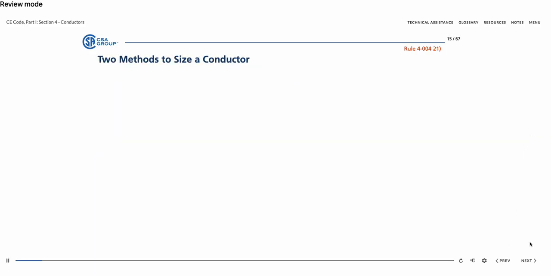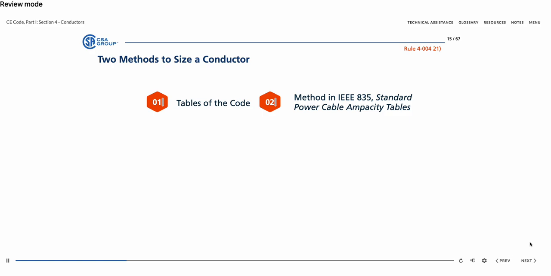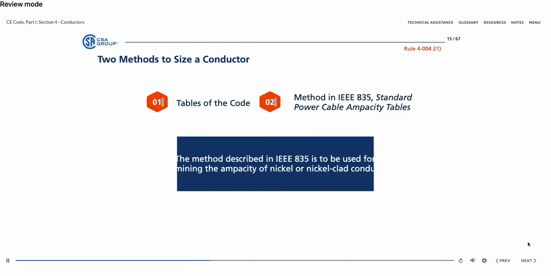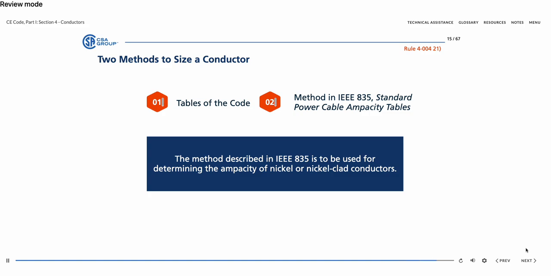When sizing a conductor, the code allows two methods: using the tables of the code, or calculating ampacity using the method in IEEE 835, Standard Power Cable Ampacity Tables. However, you must use the method described in IEEE 835 for determining the ampacity of conductors, number 1 gauge and larger, when direct buried or installed in raceways that are direct buried, as well as nickel or nickel-clad conductors. In this module, you'll learn how to size a conductor using the tables of the code.